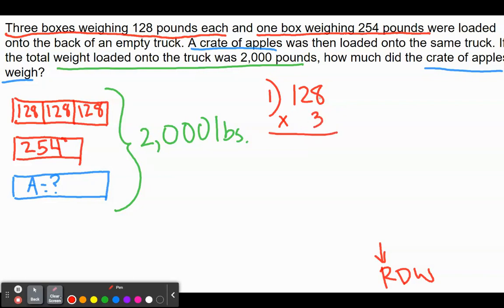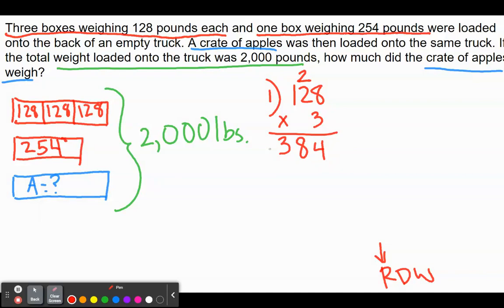So if I have 8 ones, I'm going to multiply that by 3. That's going to give me 24 ones. I'm going to go ahead and take 20 of those ones, turn them into tens. So then I have 2 tens times 3, which is 6 tens plus 2 more is going to give me 8 tens. Now I have 100 times 3, which is going to give me 300. So my 3 boxes all together are 384 pounds.